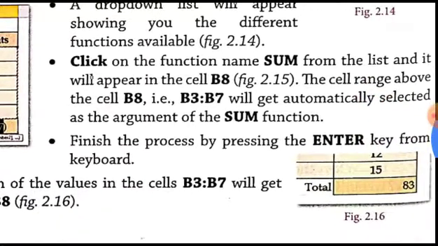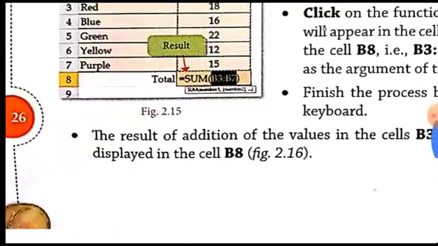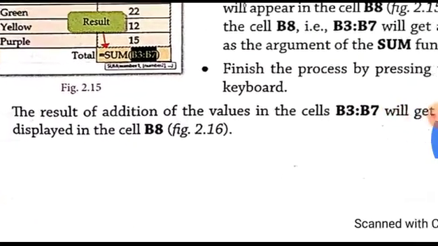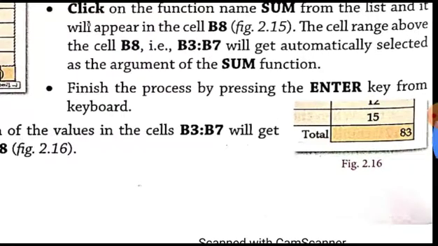Now we finish the process by pressing the Enter key on the keyboard. Then the result of the addition of the values of cells B3 to B7 will get displayed in cell B8. You can see now the result has been displayed in cell B8.